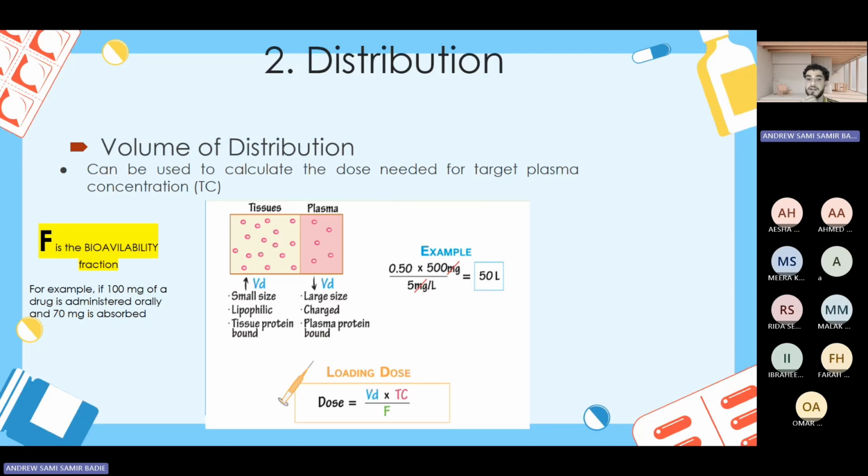So if I'm calculating the loading dose, if we have a high volume of distribution or a high target concentration, we would need a higher dose to recover. And if you have a drug with a low bioavailability fraction, we'd also want a higher dose. We want to compensate for the difference in concentration.